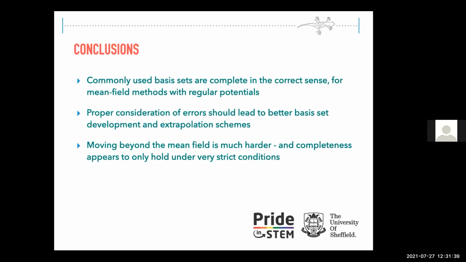I will not say anything about the last slide, just the conclusions. Commonly used basis sets are complete in the correct sense, is the outcome of this for mean field methods of regular potentials. We can use what I've shown to develop better extrapolation schemes, and that's already being done. Somebody published a paper on that, and that means we can get better quality results for less time. And the thing I didn't have time to talk about, and I'm not surprised, is the next step, where we're not just looking at the mean field result but including the electron correlation fully. My preliminary result is that Gaussian-type basis sets are not complete unless you have a very strict set of conditions. That could be quite worrying for application of this field.